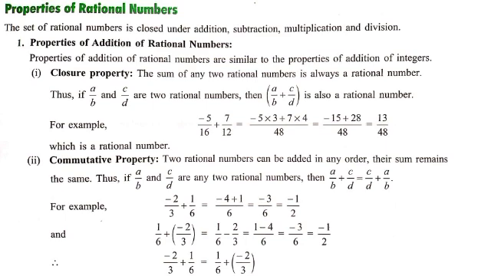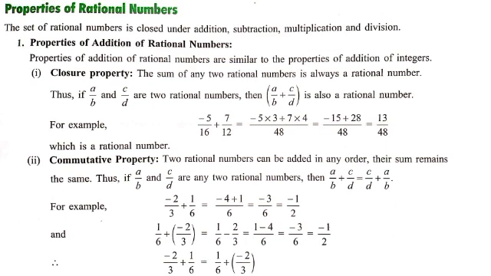For example, minus 2 by 3 plus 1 by 6, which is equal to minus 4 plus 1 by 6. Here also I am taking the least common multiple, which for 3 is going to be 2. 3 into 2 is equal to 6. So the denominator is going to be the same, and I multiply the numerator the same way: minus 2 into 2, which is going to be minus 4. Then minus 4 plus 1 by 6 gives minus 3 by 6, which is equal to minus 1 by 2.